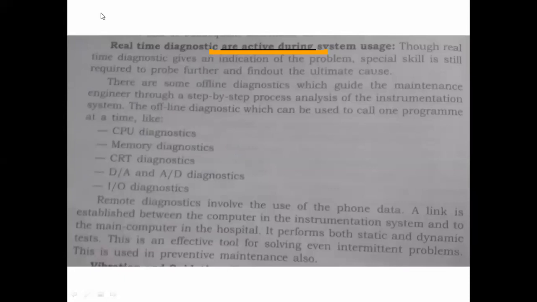And the next one is real-time diagnosis of the system during system usage. While running the system, we can also diagnose it. Here in the computer, we have a program, and that program will diagnose the different sections of the system. Here the system is nothing but the computers.